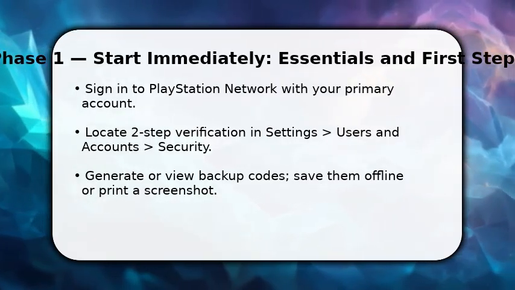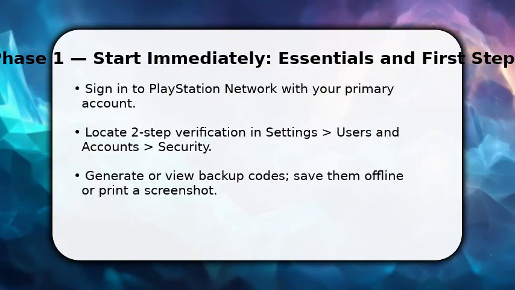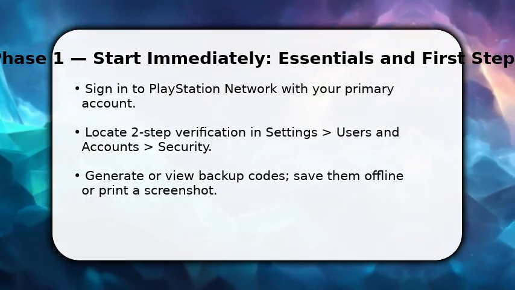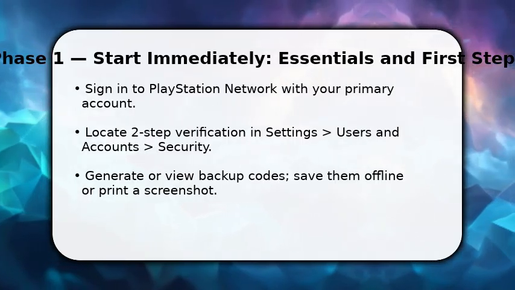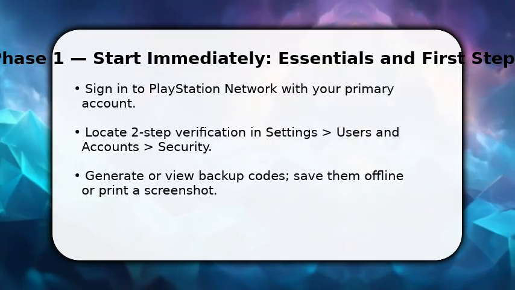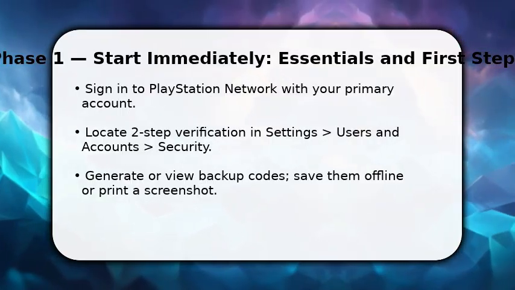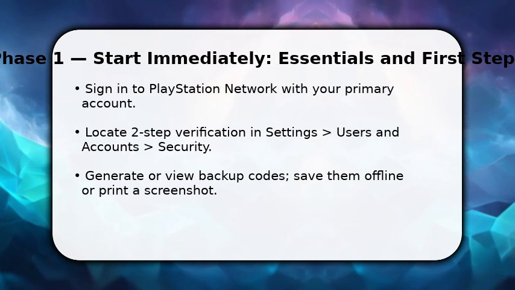You need to generate backup codes now. Follow the prompts to create them. Save them externally: write them down, store them in a password manager, or print a screenshot. Doing this prevents lockout if your phone is lost. Make sure to keep the codes private and accessible only to you.